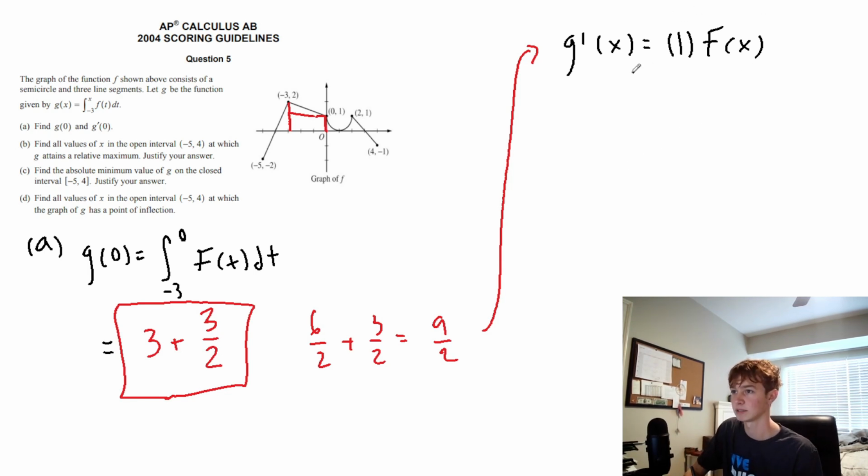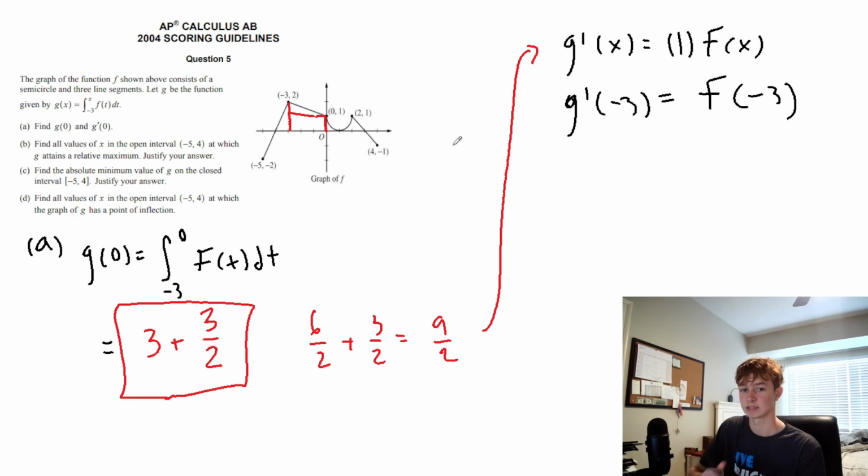And what that means is if we plug in a number, let's say we plug in -3, the output of g prime of -3 is the same as f of -3. And what f of -3 is equal to is just the output of the function f at x equals -3. So we go to -3 on f, and we see that the output is 2. So g prime of -3 equals 2.